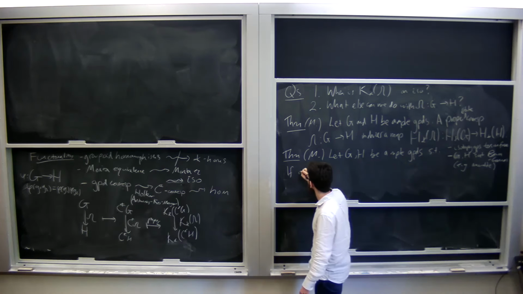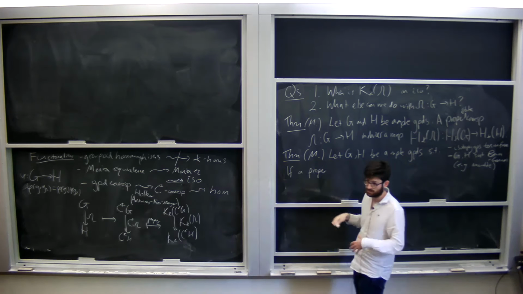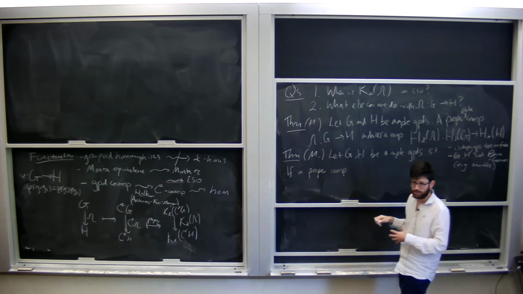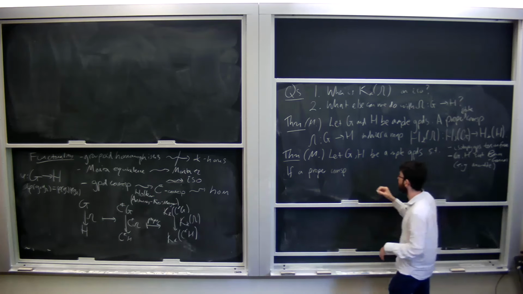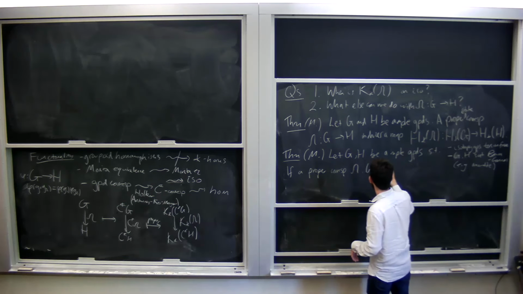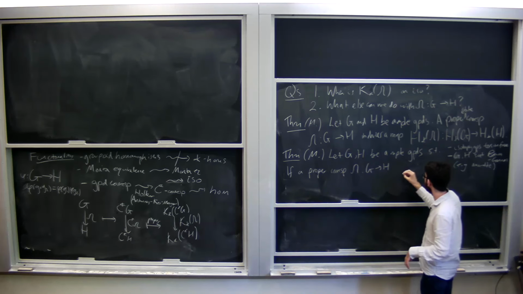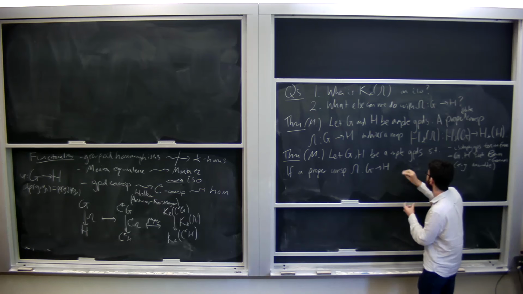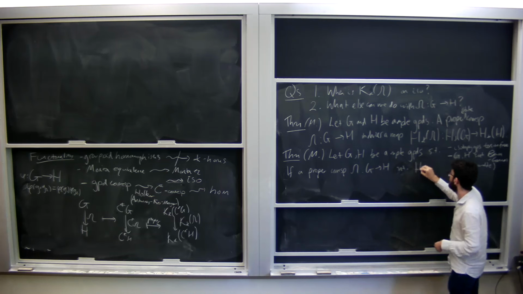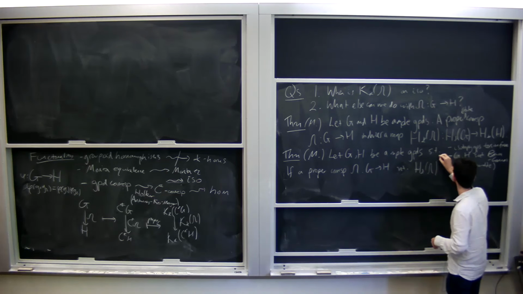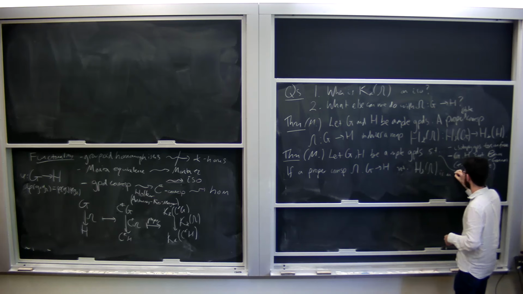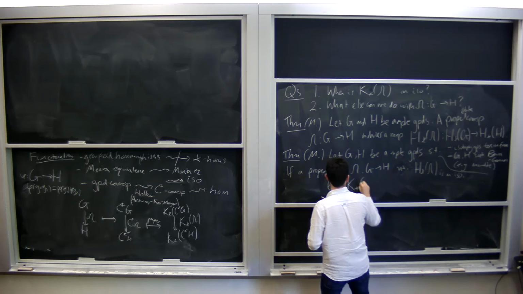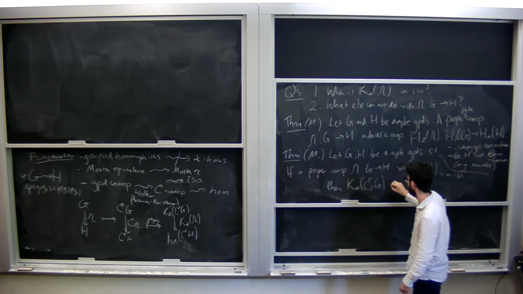So then if a proper correspondence induces an isomorphism in homology, then it also induces an isomorphism in K-theory. So if a proper correspondence satisfies that H star of omega is an isomorphism, then we get an isomorphism in K-theory.